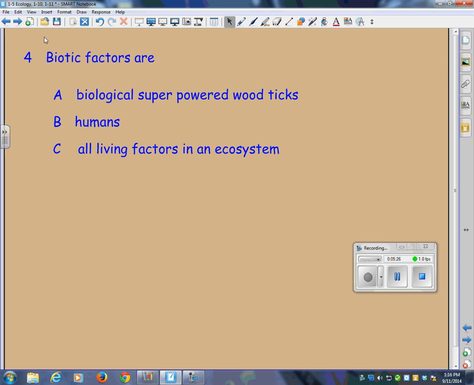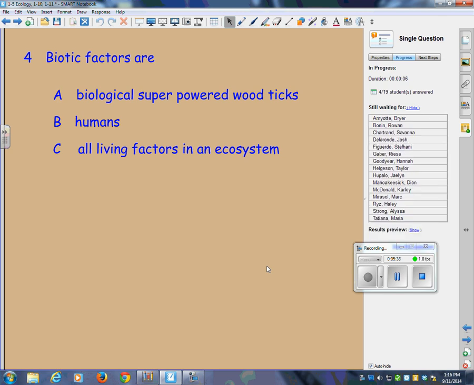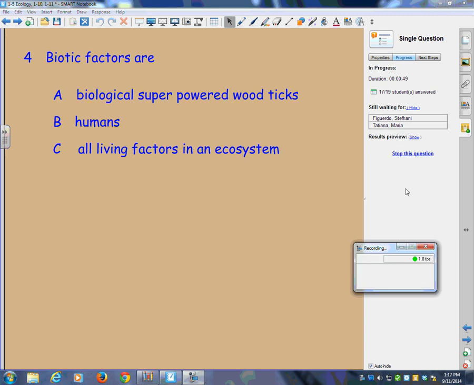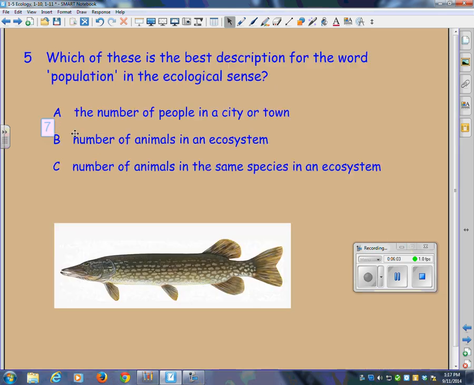What about biotic factors? This one you should get now. Biotic factors are biological superpowered wood ticks. True. It's not true or false, Josh. Biotic factors are humans, or biotic factors are all living factors in an ecosystem. Survey says, did anybody pick biological superpowered wood ticks? Yes, someone did. You did, didn't you, Josh? All living factors in an ecosystem, those are called the biotics. It was C, right?